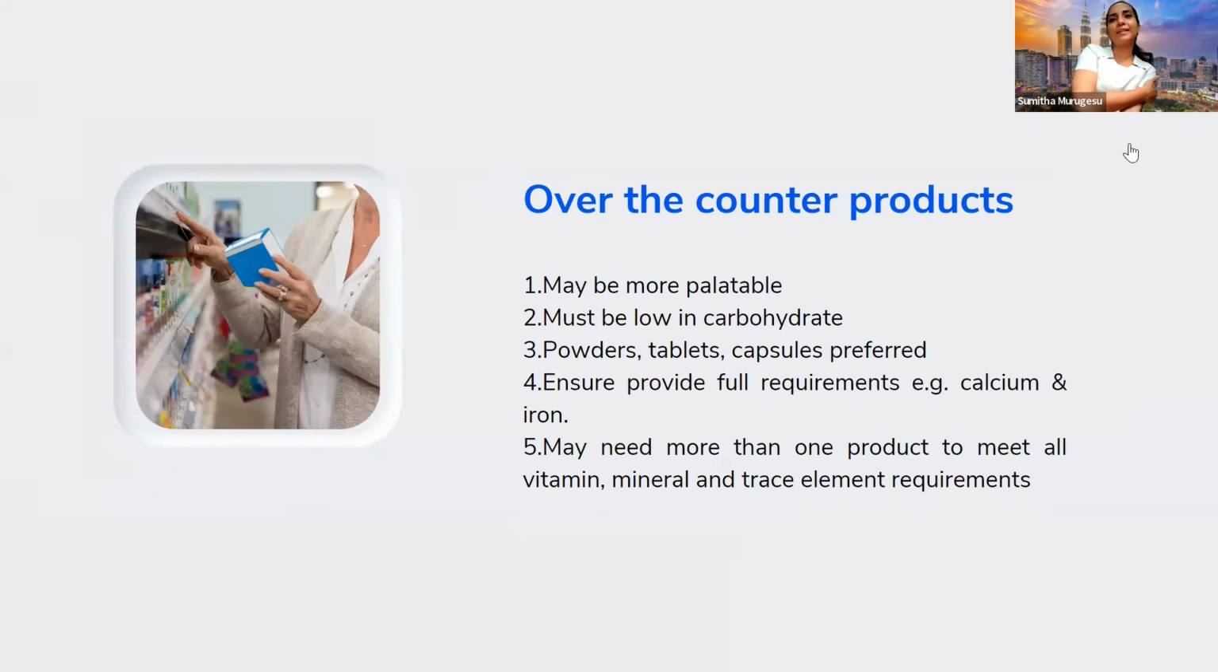So often parents find that the multivitamin tablets are unpalatable, and ask whether they can buy other products over the counter. The answer is yes. They may be more palatable, but remember that they must be low in carbohydrate. So often powders, tablets, and capsules are preferred. And you must ensure that they provide the full requirement, including calcium and iron. And sometimes more than one product is needed to meet all the vitamin, mineral, and trace element requirements.